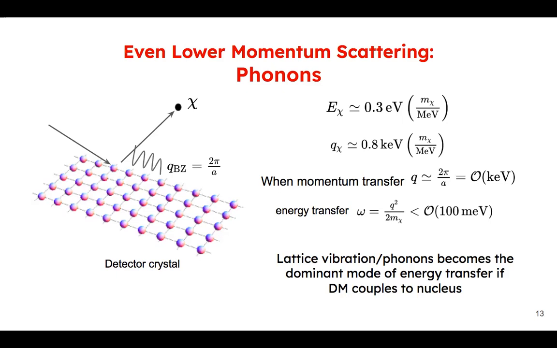For this to happen, you need dark matter to couple to the nucleus, because then you can excite phonons very efficiently. If you couple only to the electrons, it becomes very difficult because electrons are not very tightly coupled to the lattice.